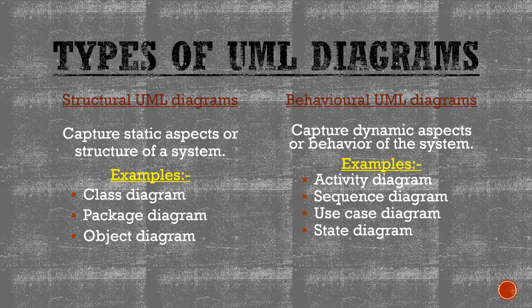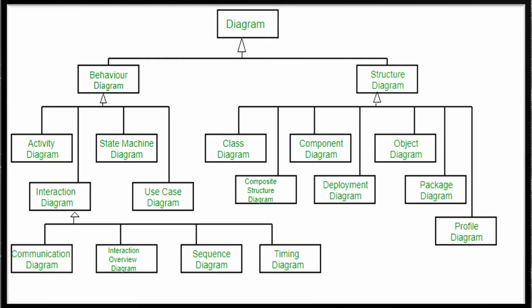Whereas, on the other hand, a behavioral diagram includes all the dynamic aspects of a system, or how the system behaves. It includes the activity diagram, sequence diagram, use case diagram, and state diagram. Now, here you can look at the types of various diagrams in UML.